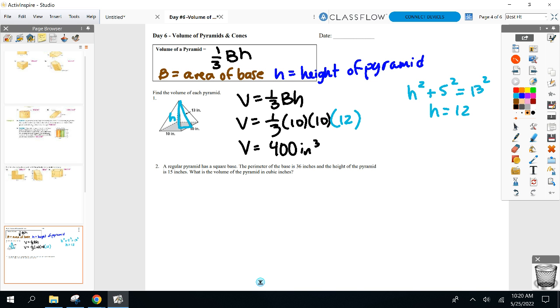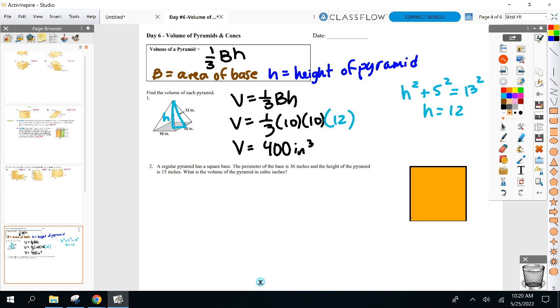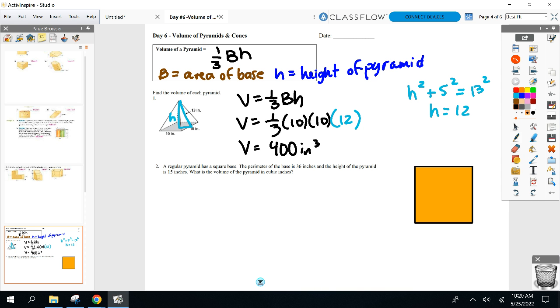Any questions? All right, there's a basic one. Let's go a little more advanced now. I have a regular pyramid that has a square base. Be careful. It says the perimeter is 36 inches and the height is 15. What's the volume?